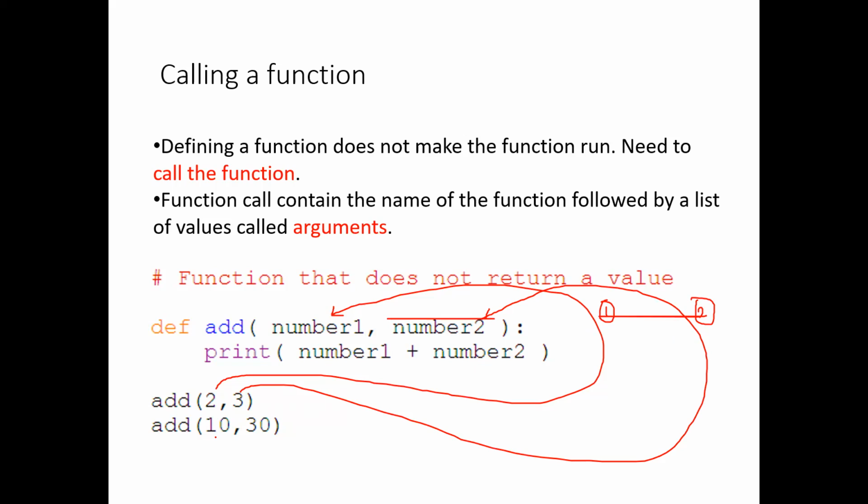Okay, so when you put 10, 30, what happens? There 10 is passed to number 1, 30 is passed to number 2. So number 1 plus number 2, meaning 10 plus 30, you will get 40.